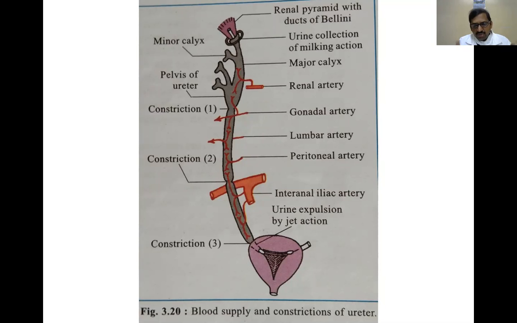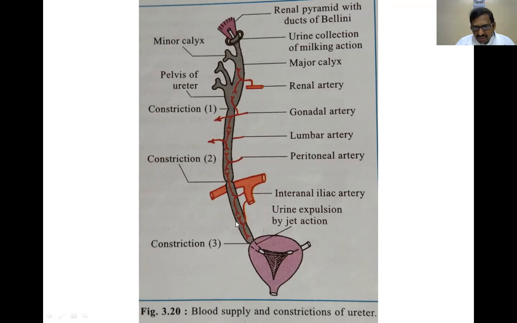Sometimes there may be obstruction to the urine. Here, another important point is that there are three constrictions. One is at the junction of the abdominal part and the pelvis of the ureter. Next is at the level of the bifurcation of the common iliac artery into external and internal iliac arteries. At this level, there is a constriction. And the third one is at the junction of the pelvic part and the intramural part.